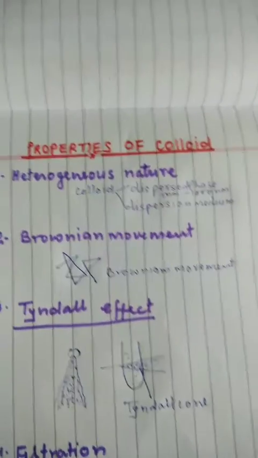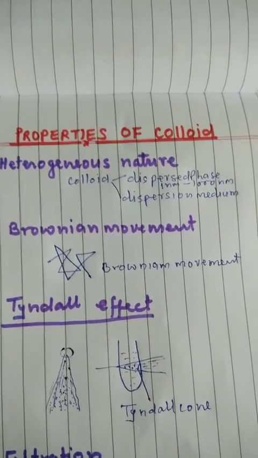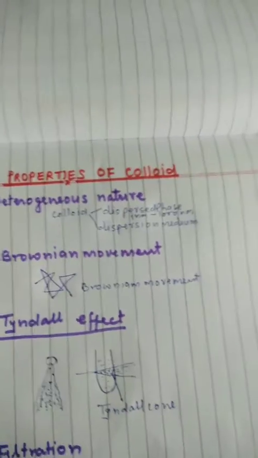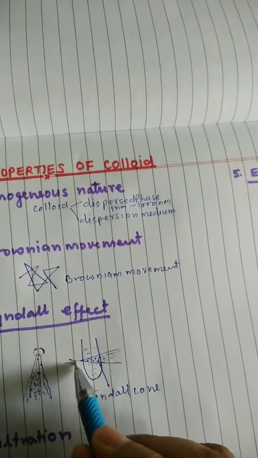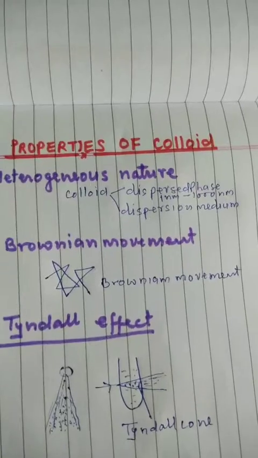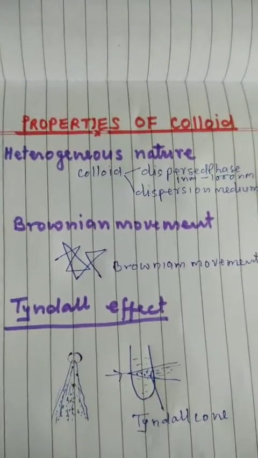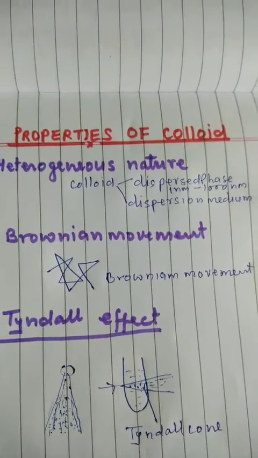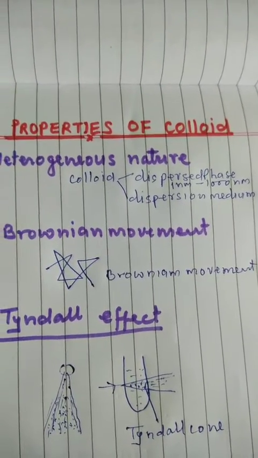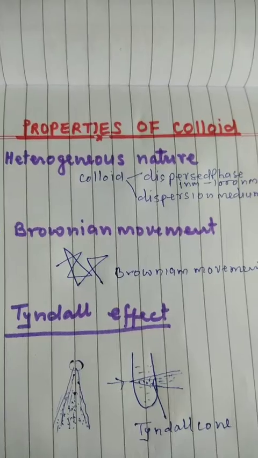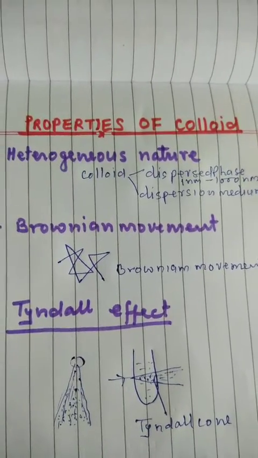So this is called as Tyndall effect. This is optical property of the colloid, that the path of light can be seen even inside the colloid. This is due to scattering of the beam of light by the colloidal particle, and the cone thus formed is called as Tyndall cone, and this effect is called as Tyndall effect.